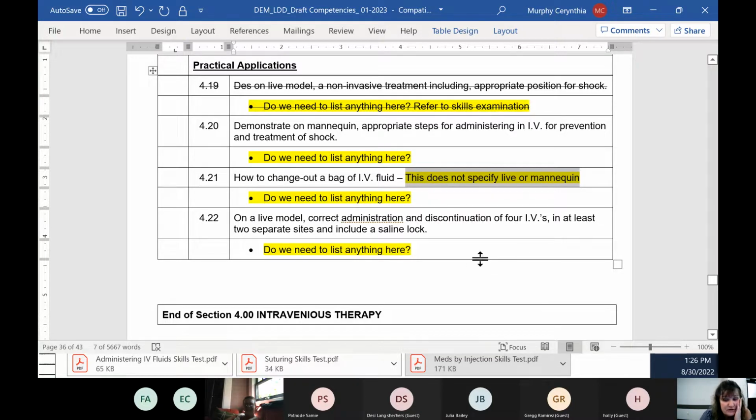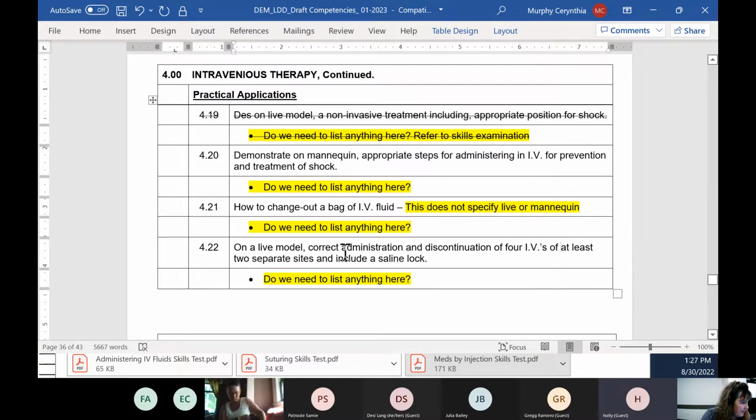Okay, so for this section, this is where the competency is. They must complete this. And then would you add at least 4 IVs? On which one, 4.22? Of at least 4. Back up a little bit. See the 4? See the IV? Just "of at least."